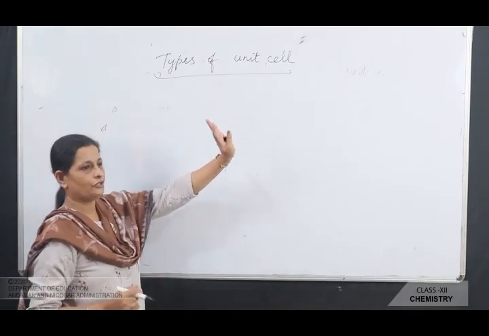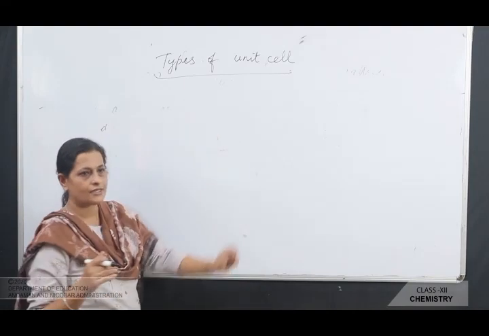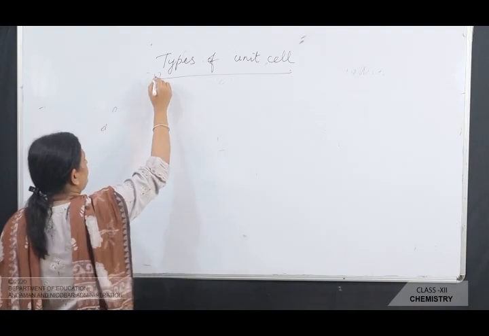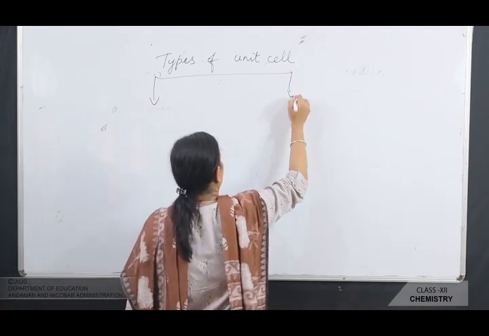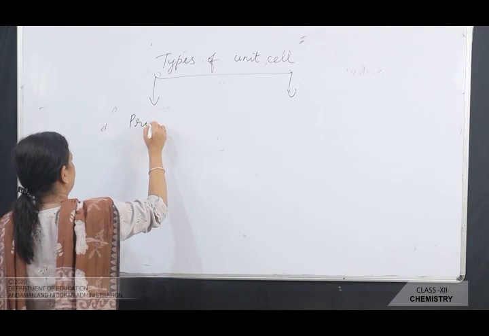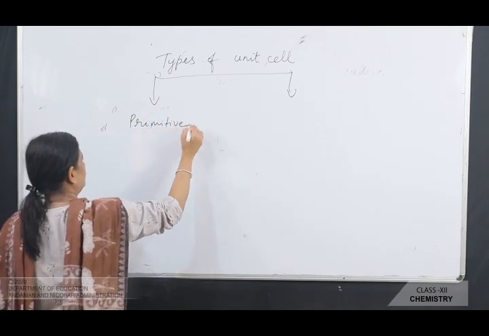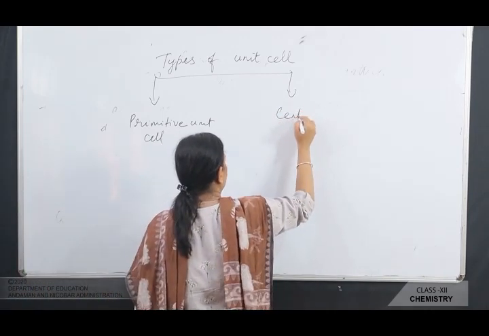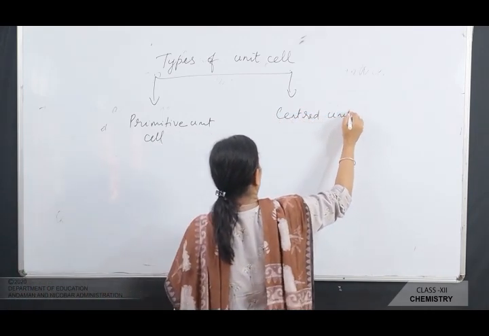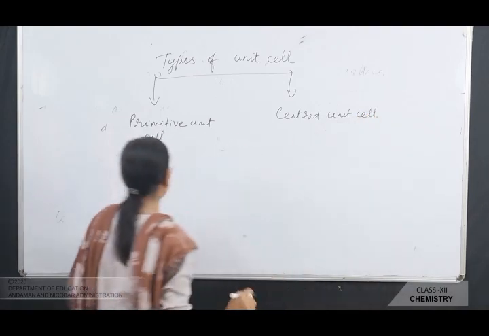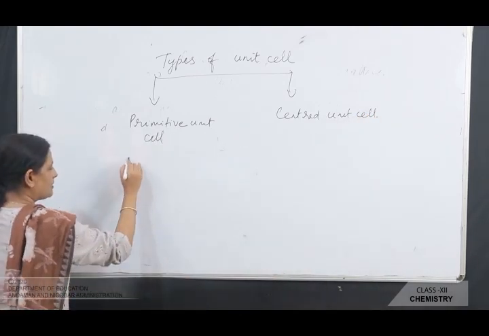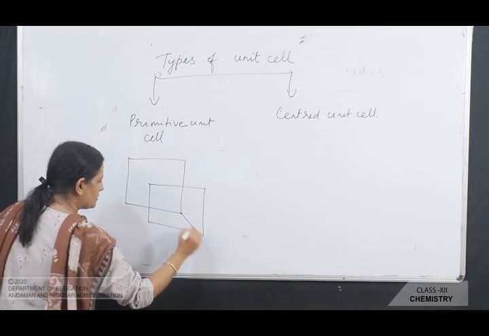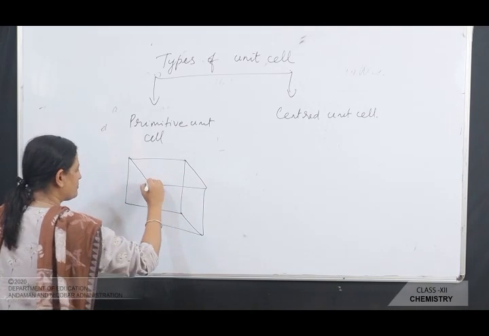Now types of unit cell. So unit cell is a part of the crystal lattice which on repetition gives the entire geometry of the crystal. So unit cells are classified into 2 categories: primitive unit cell and centered unit cell. Now what is a primitive unit cell? It's a unit cell which has got constituent particles only at the corners. Such a unit cell is known as primitive unit cell.